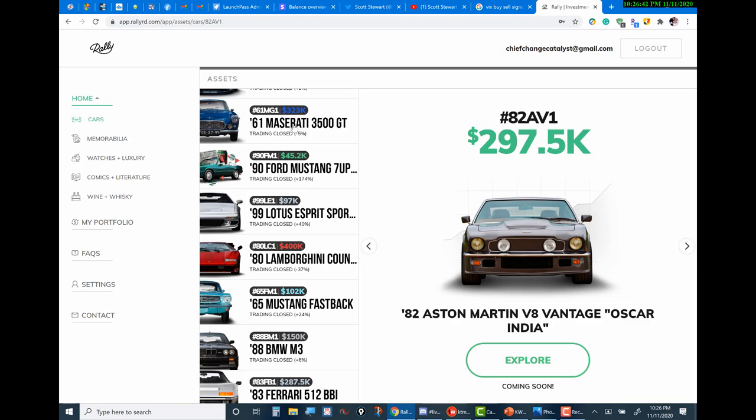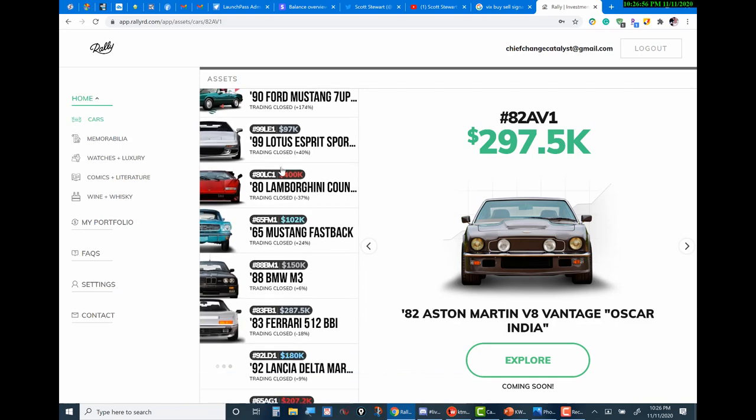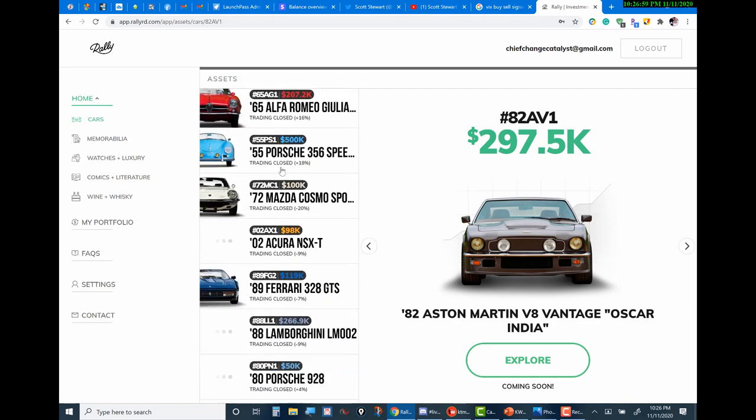I have a Babe Ruth baseball bat. I have a Ty Cobb card. I have a Mickey Mantle card. I have shares in a Maserati, a Lamborghini, a Porsche, a Mustang, a Jaguar E-Type, and this car right here, well, where did it go? A Ford GT. I thought I saw a Ford GT on here.